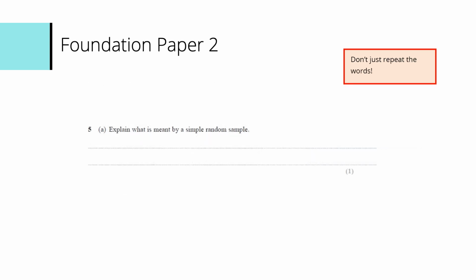Now, this one's a funny one. This one made me laugh when I was looking at it. Explain what is meant by a simple random sample. A lot of students just wrote a sample taken randomly, just repeating the words in the question. That won't get them the marks. The mean score on this was 0.19, because most students who got this wrong had simply put a sample taken randomly without really going into the detail of what that language actually means. So not just repeating the words, but really knowing what that means.